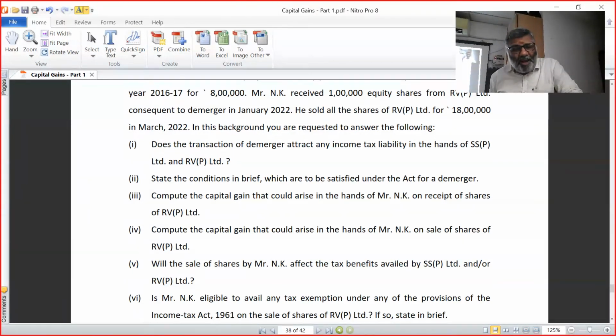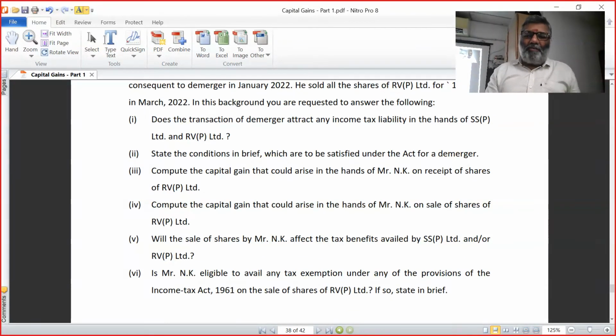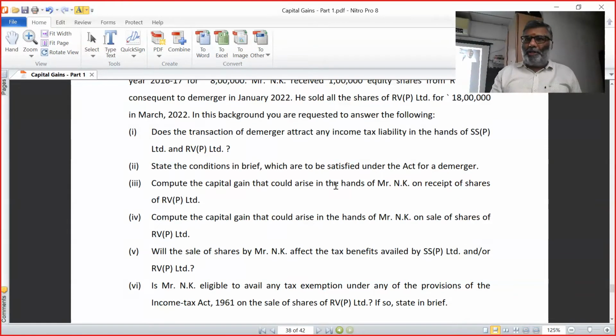Fifth, will the sale of shares by NK affect the tax benefit availed by SS Private Limited or RV Private Limited? No, it has nothing to do with it. A 51% continuity condition is not required; there is no such condition. If Mr. NK wants to avail some tax exemption under the provisions, we'll go to that. But do you understand this?